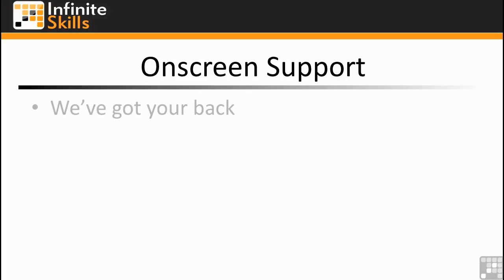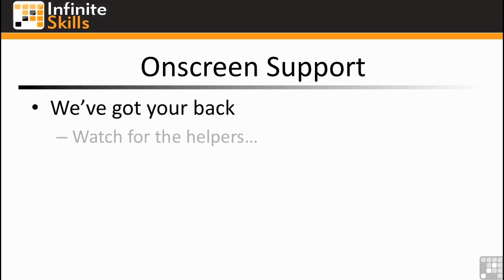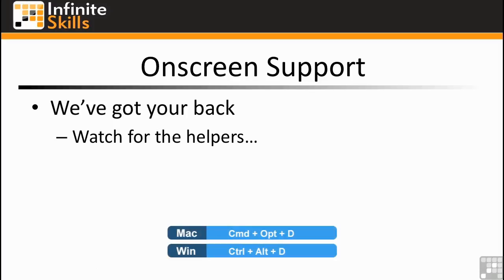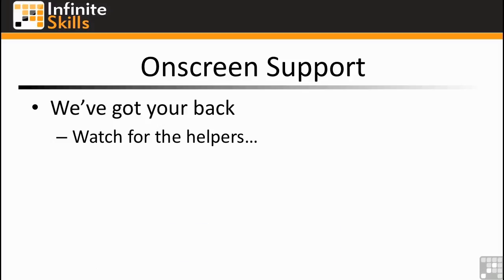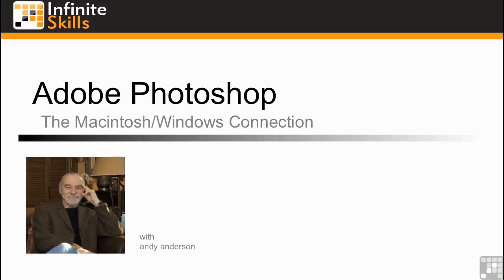On-screen support. Tell you what, we got your back. Watch for the helpers. Well, for example, I tell you to press Command-Option-D. Now, that would be the way I would do it on a Macintosh, but in Windows, it would be Control-Alt-D. You'll see something like this come up to help you out. If it's just a single press, for example, the letter D on your keyboard when pressed in Photoshop will default your foreground and background colors to black and white, you'll see something like this come up. We got your back here. We're going to help you out as much as possible putting all of this together.